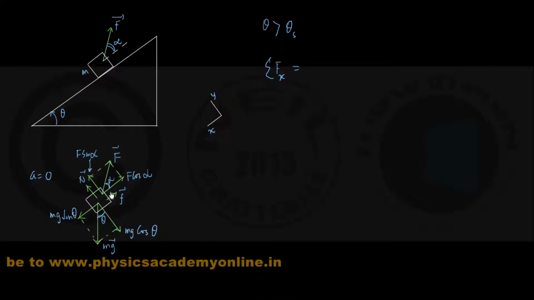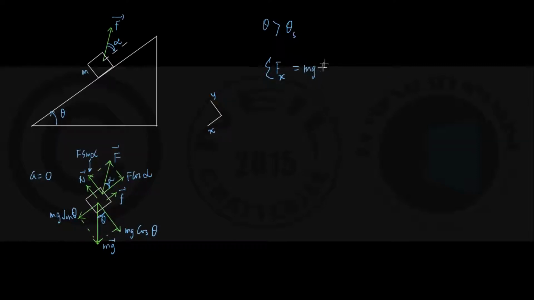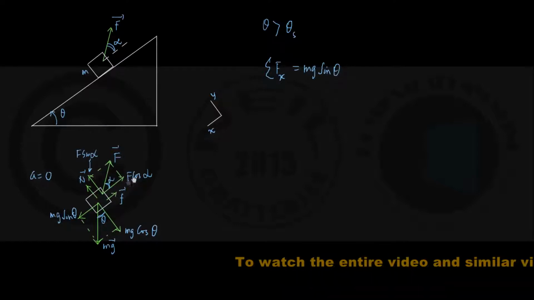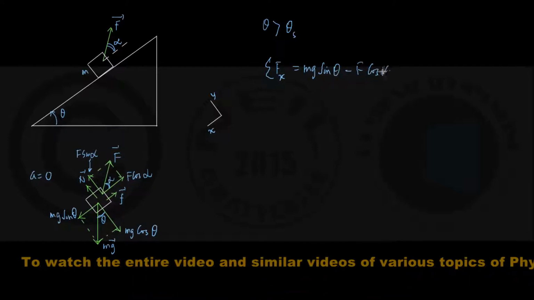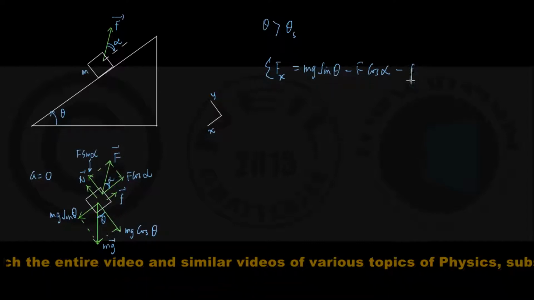Look here, in the x direction, taken to be downward in this figure, as you can see, I took down the incline to be positive, so my positive force is mg sin theta. That is the force acting in the plus x direction as per my assumption. And here we have got two forces, F cos alpha and small f, the frictional force. Both of them are acting up the incline, so they are in the minus x direction. So we write minus F cos alpha minus frictional force.